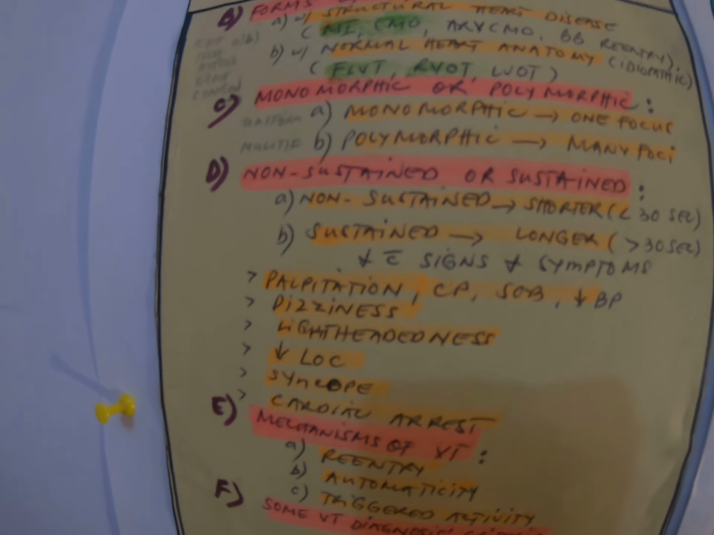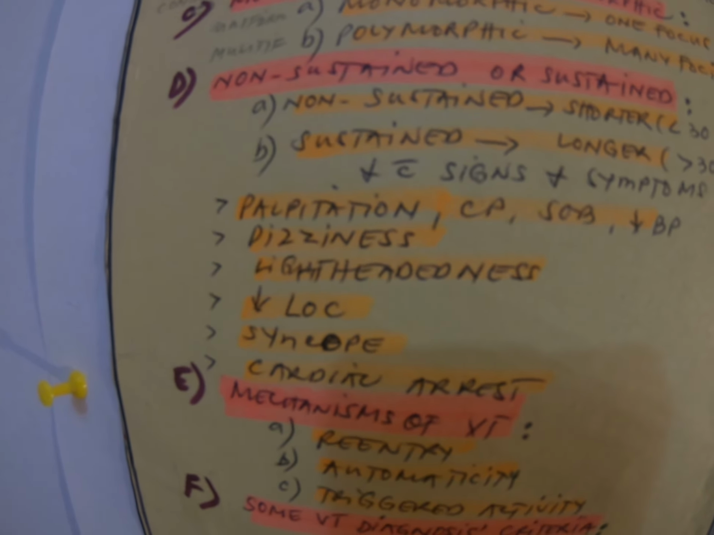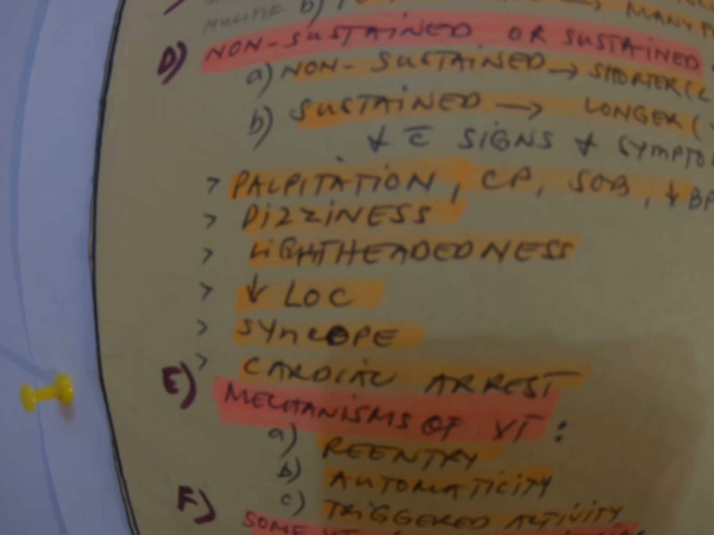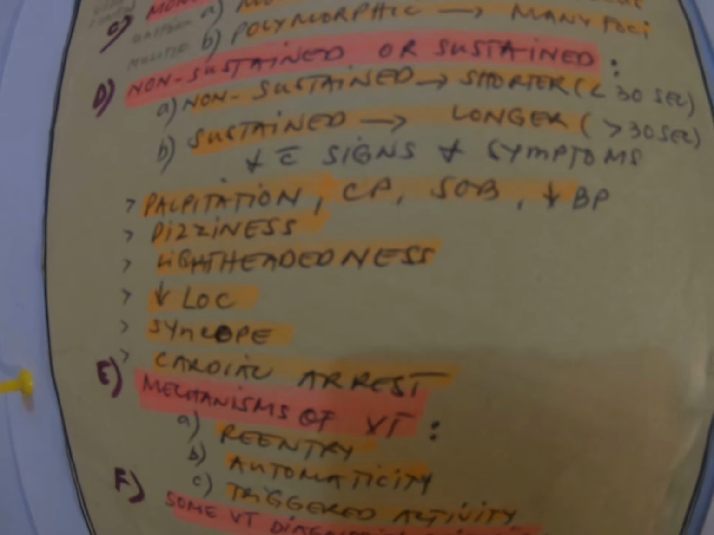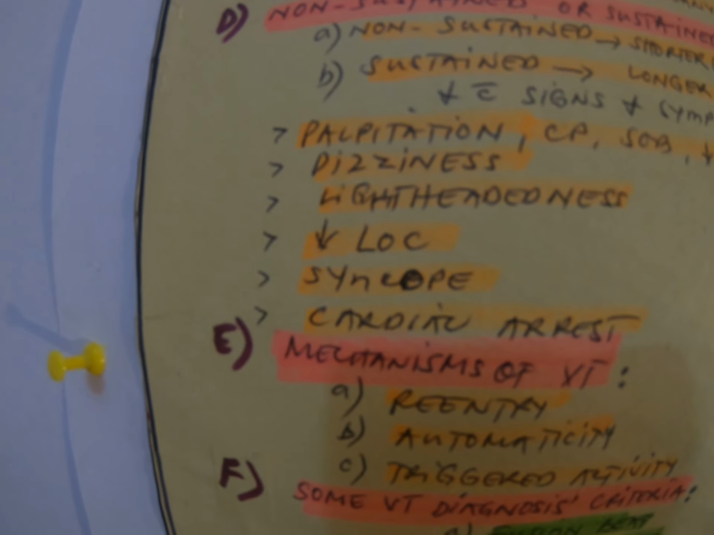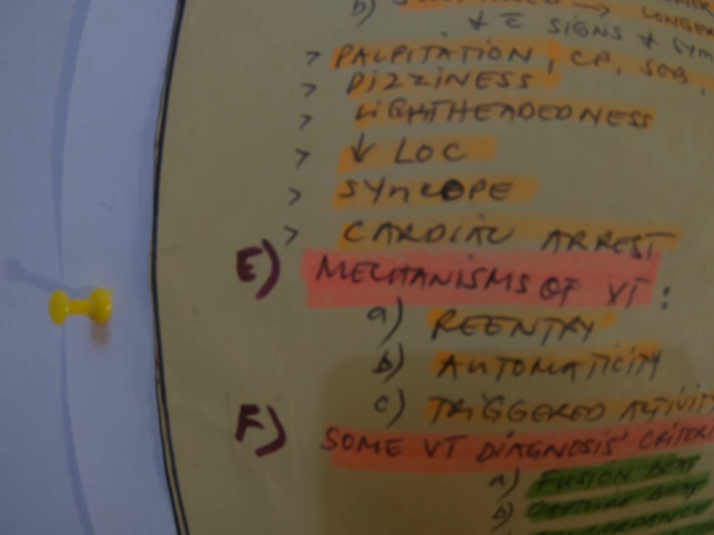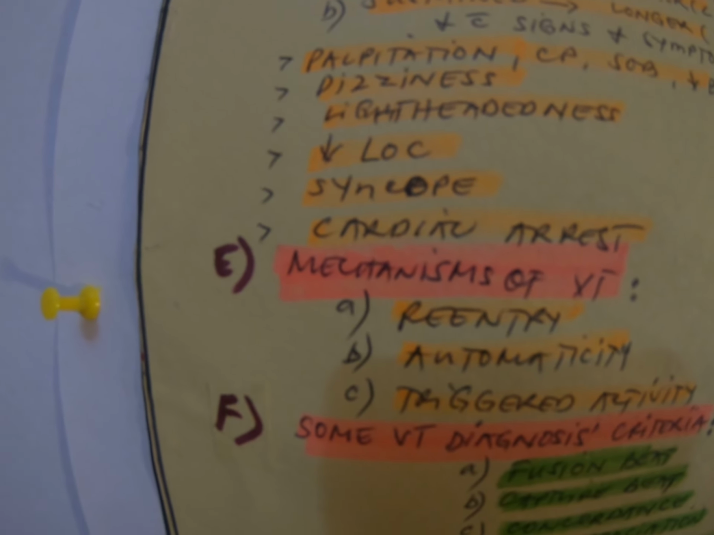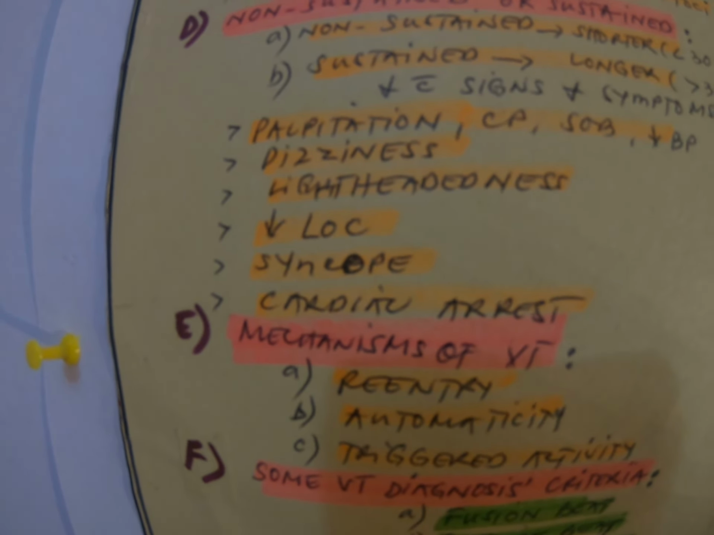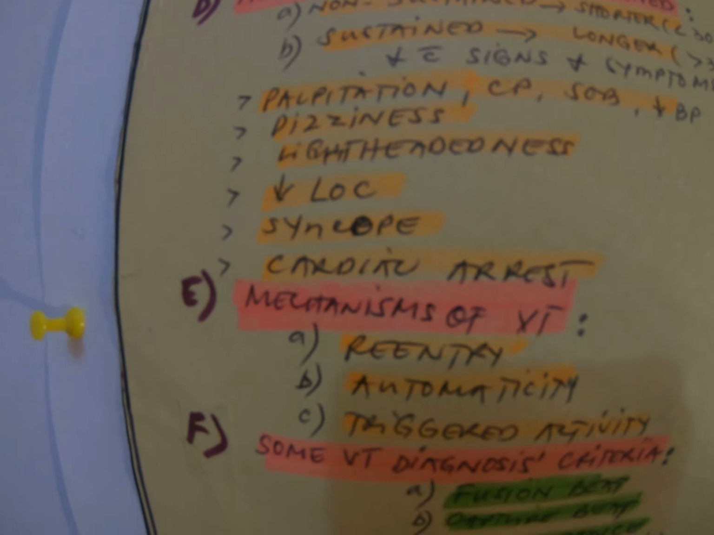And this sustained VTAC can manifest signs and symptoms. So the patient can verbalize palpitation, chest pain, they could be short of breath, low blood pressure. Some will be dizzy, lightheaded, or have decreasing level of consciousness. They can syncopize or go into syncope, or the bad part is cardiac arrest. But not all of our patients will go to this cardiac arrest. It depends on what kind of ventricular tachycardia they have and which part of the ventricle. Is it the right or the left?